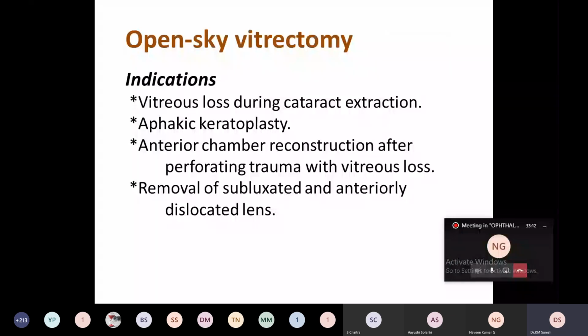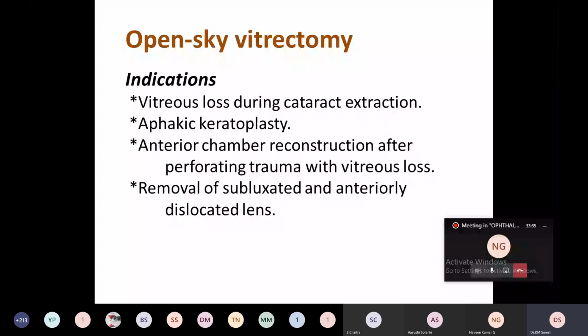Next, whenever you talk about vitrectomy, you must know various types of vitrectomy. The first type of vitrectomy which you are supposed to know will be open sky vitrectomy. Open sky vitrectomy, because it's not a closed chamber, you have opened the chamber at the sclerocorneal junction, and hence the name open sky vitrectomy.